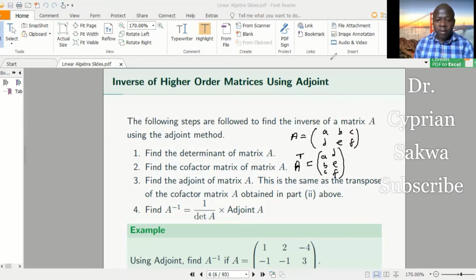Now, what remains is for us to learn how to get the cofactor matrix. Once we know how to get the cofactor matrix, we shall get the transpose of that cofactor matrix, and that will give us the adjoint of the matrix. And then once we have this adjoint, and we have the determinant of the matrix, it's easier for us to get the inverse of that matrix. So let's look at an example.